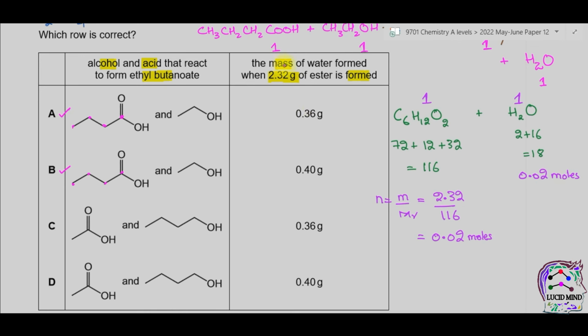But they want to ask about the mass of water, so let's convert these moles of water into mass. So mass equals moles into Mr. So moles is 0.02, Mr of water is 18, so 18 into 2 is 36, so it is 0.36 grams. The correct answer is therefore A.